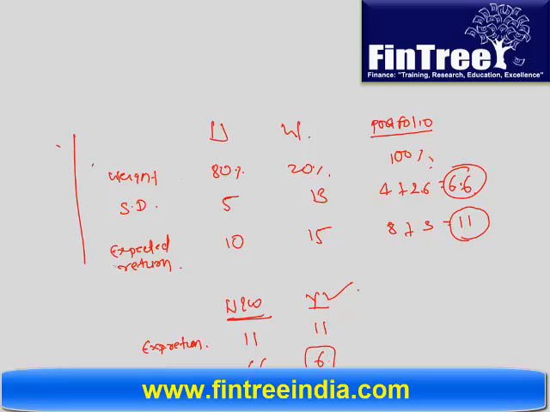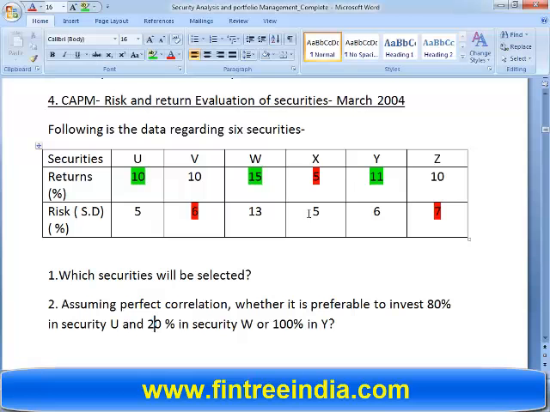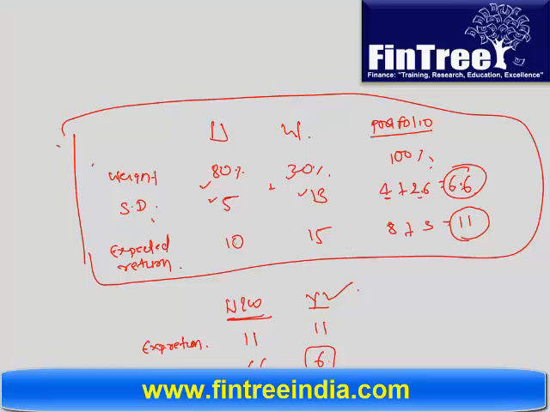Yes, please let me know. Are you done up to this stage? Do you have a standard deviation and expected return? 5 into 80% plus 13 into 20%. 4 plus 2.6, 6.6. Yes. It is 80% in security U and 20% in security W. Then expected return: 10 into 80% plus 15 into 20%. 8 plus 3, 11.